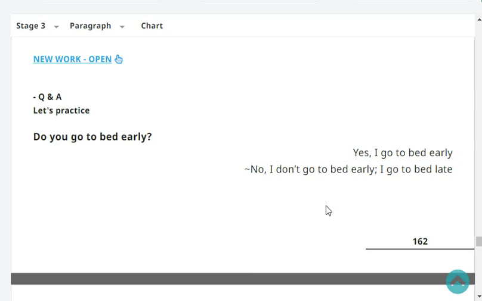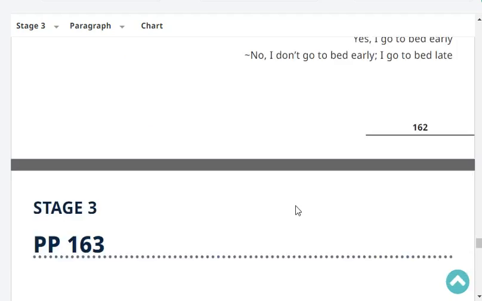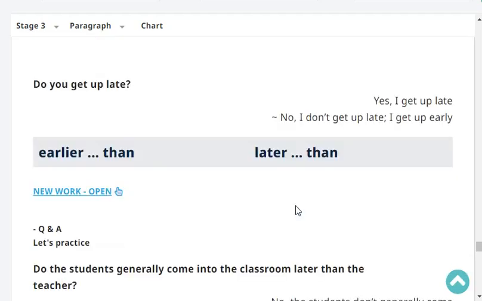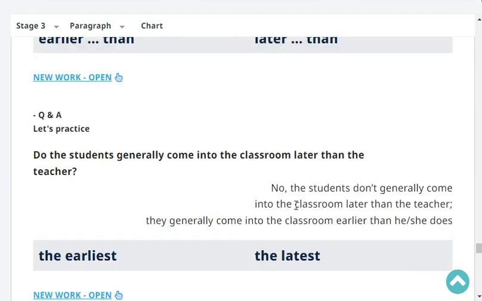Okay, do you go to bed early? No, I don't go to bed early. I go to bed late. Very good. Do you get up early? Yes, I get up early. Very good.